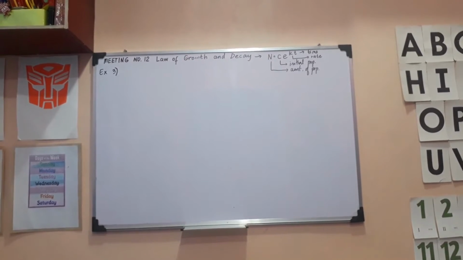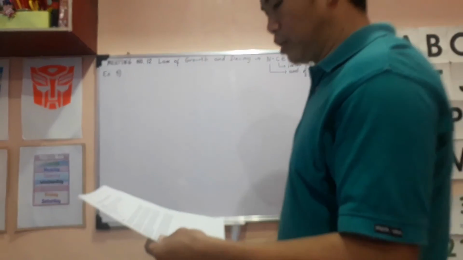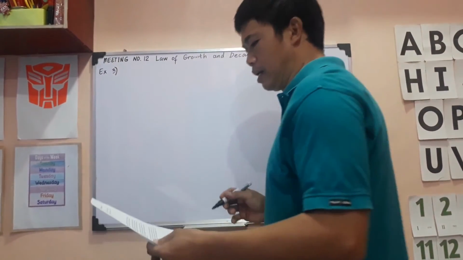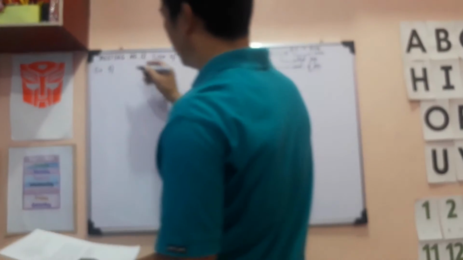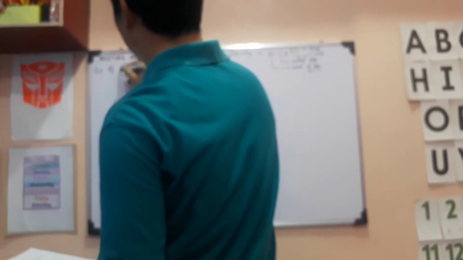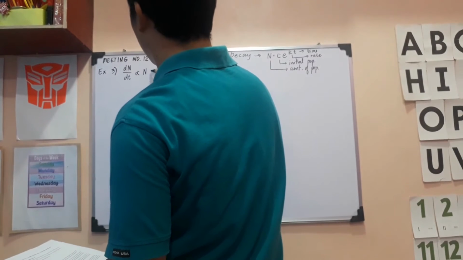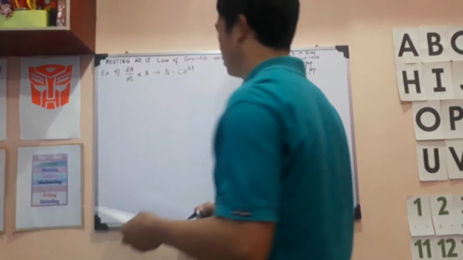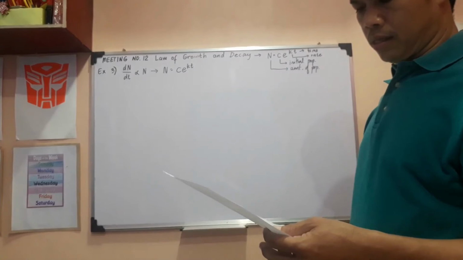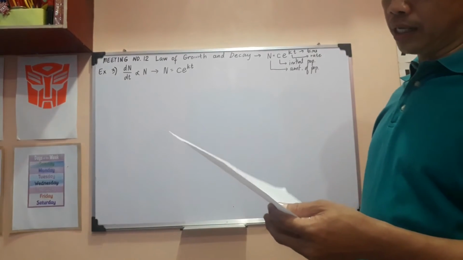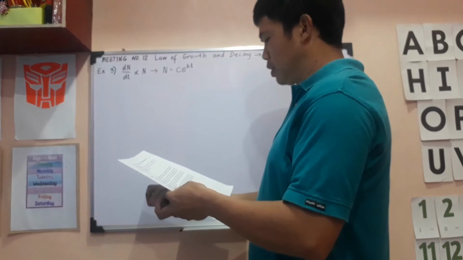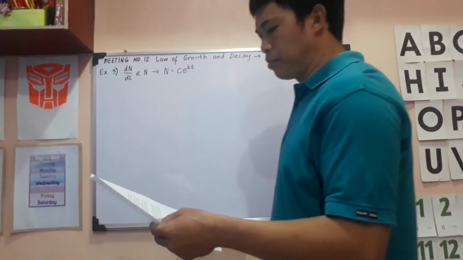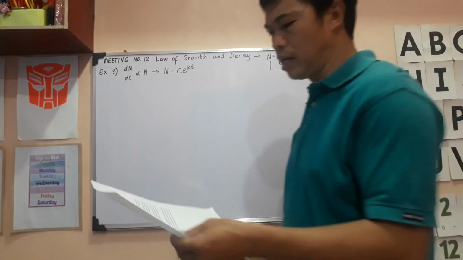Example number 3. A certain radioactive material is known to decay at a rate proportional to the amount present. So, kung mapansin niyo lagi, guys, ang starting ng law of growth and decay ay laging ganon. Sinasabi lang niya na dN over dt is proportional to N, kaya nag-arrive tayo sa N is equal to Ce raised to kt na na-derive na natin. If initially there are 100 mg of the material present, and after 2 years, it is observed that 5% of the original mass has decayed, find the time necessary for 10% of the original mass to have decayed.